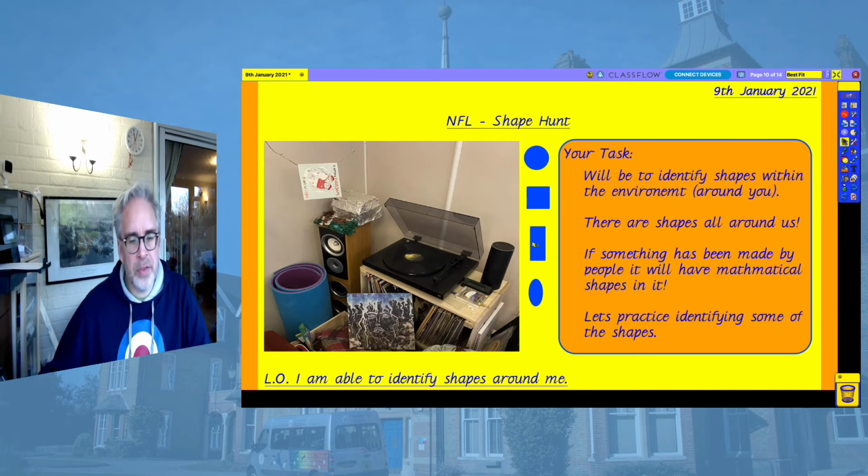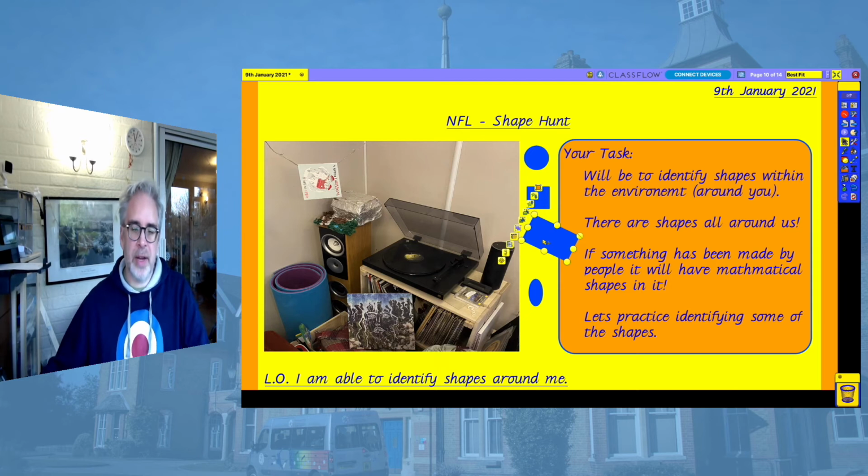We have got a rectangle here on the front of the speaker. You can't see all of it, but there's one on the side there. The actual record player itself, if I turn this around, and it won't exactly match because of the way pictures look when you do that, but you can see there that the top of the record player is actually a rectangle as well.